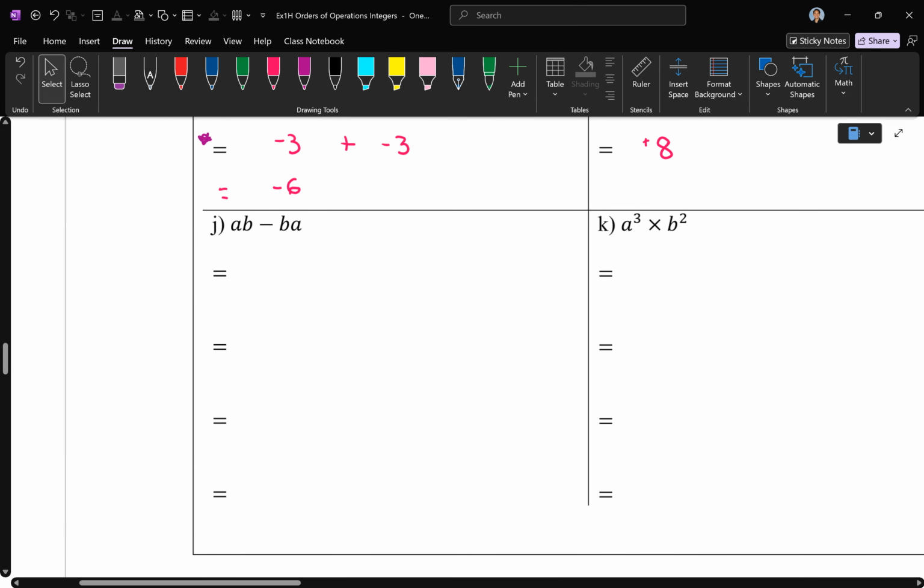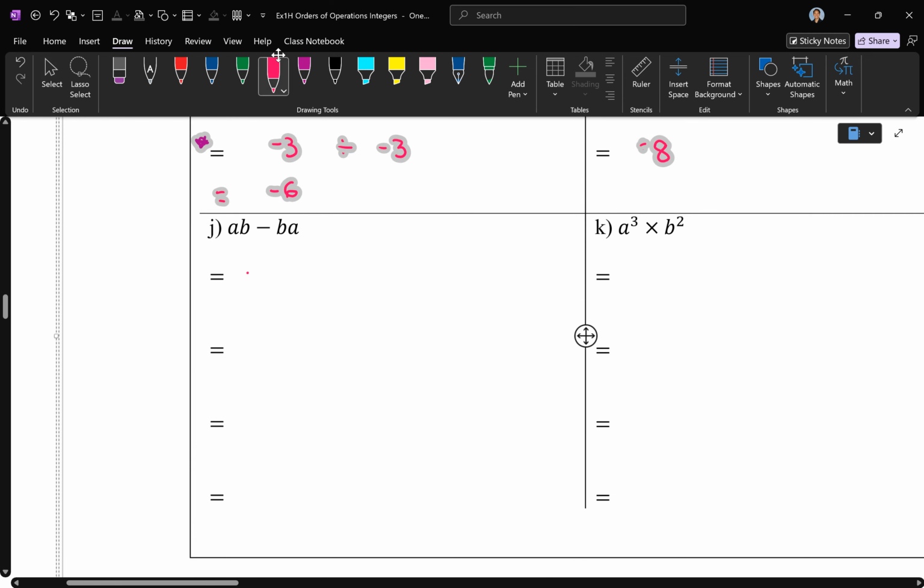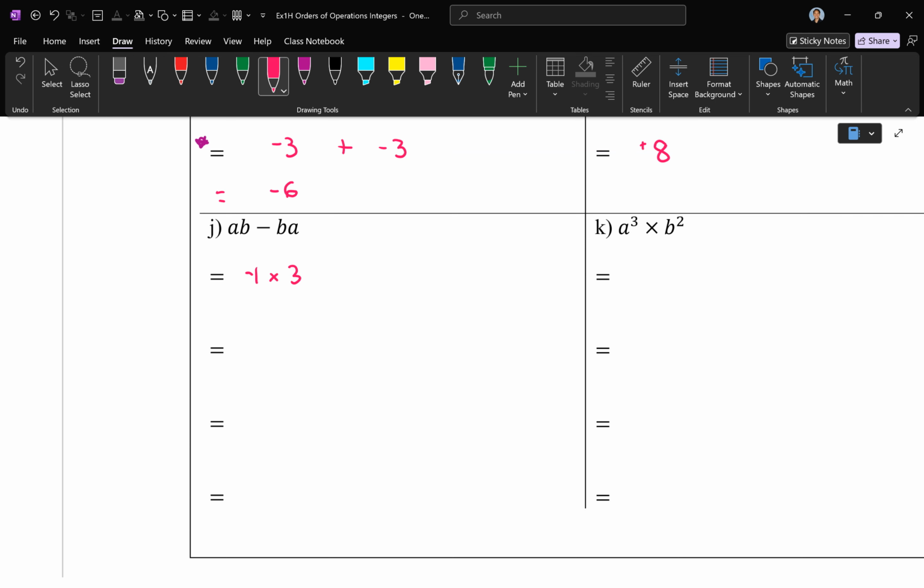And then if you move on to the next one, same idea. Remember, A is negative 1. Next to a B means times, so times 3, minus B, which is 3, times A, which is negative 1. So according to BODMAS, remember you do multiplications first. So you need to do these two first before you do any addition, subtraction. So let's work it out.